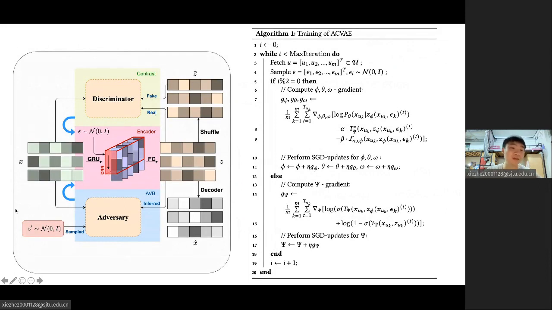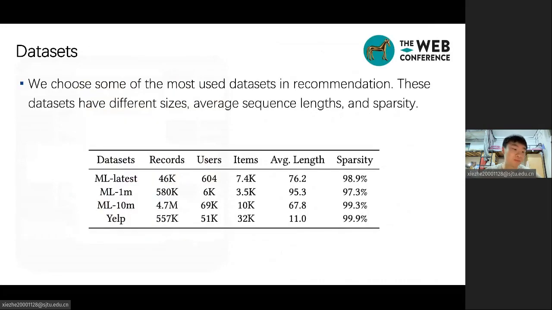The input sequence X is sent to the GRU and the CNN, and the latent variables are sent to the discriminators G and T, and they are trained alternately. And one thing we need to notice is that we also need to add a noise epsilon into the input, so we can obtain latent variables with a complex distribution. So this is our model.